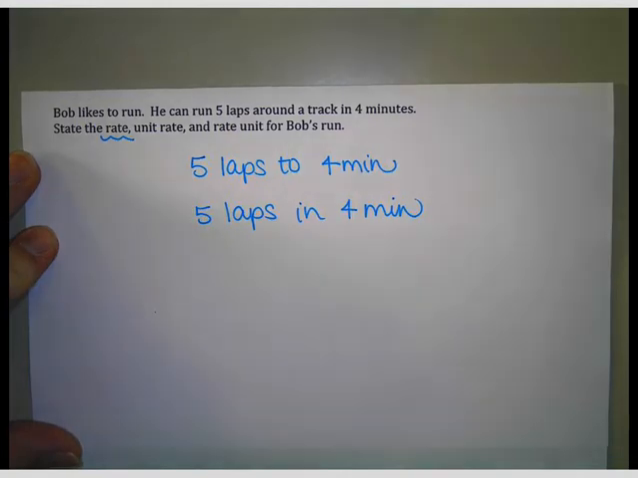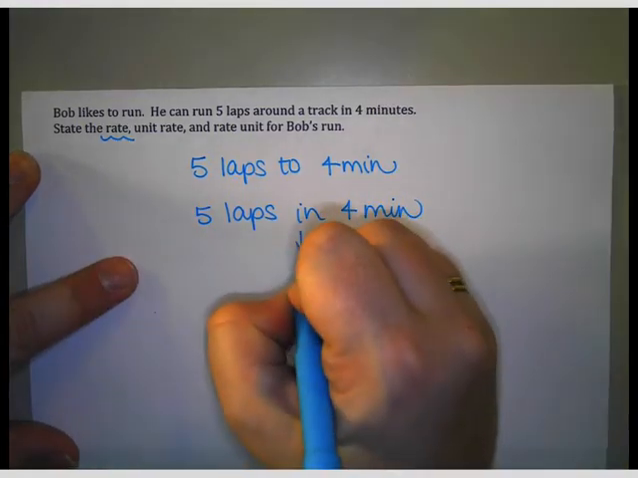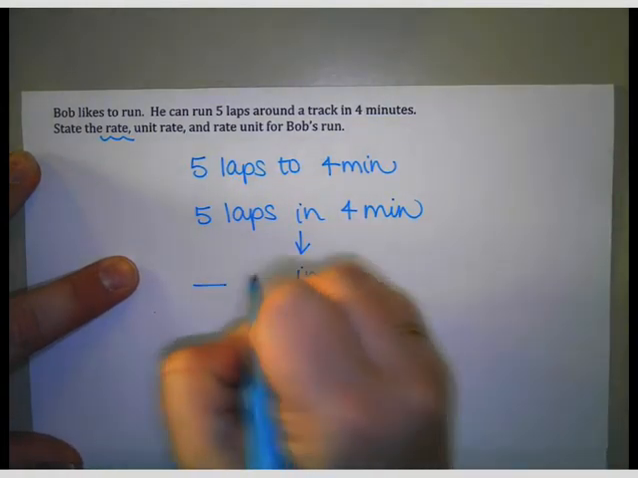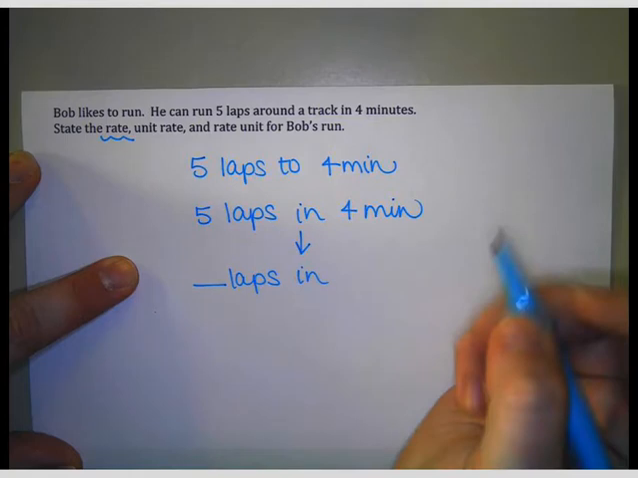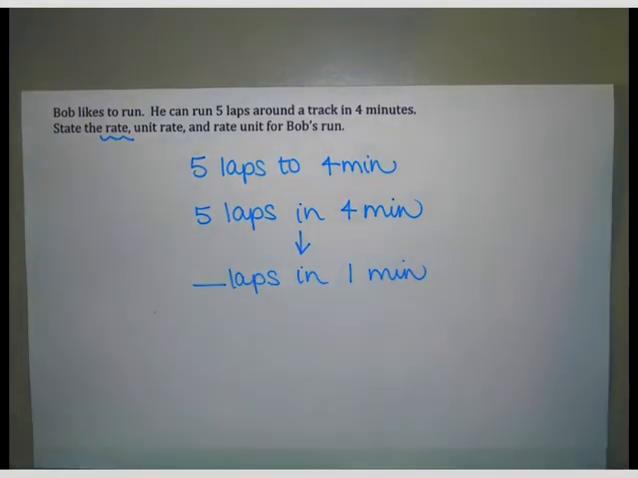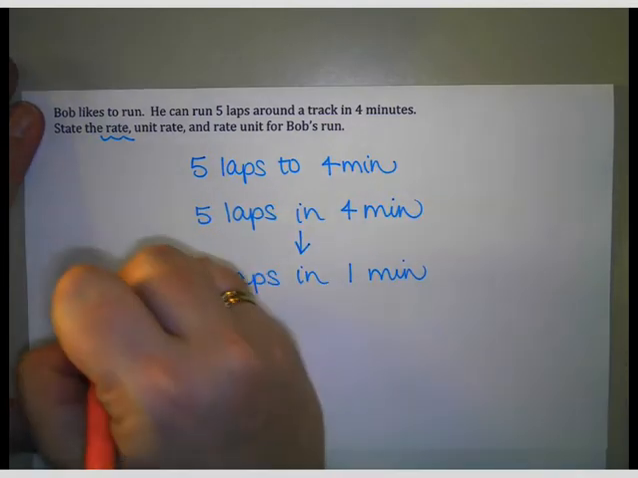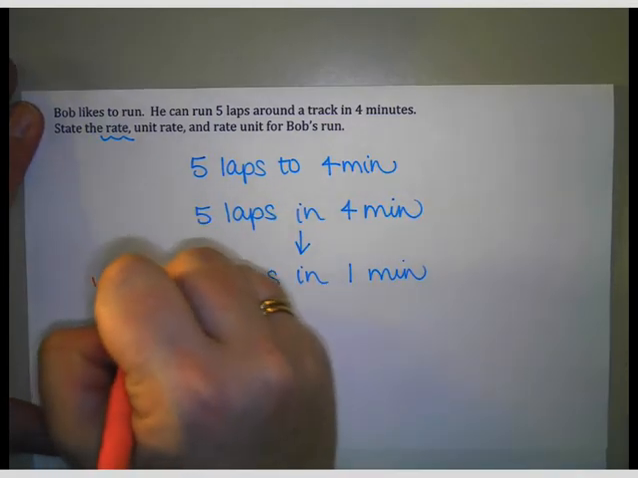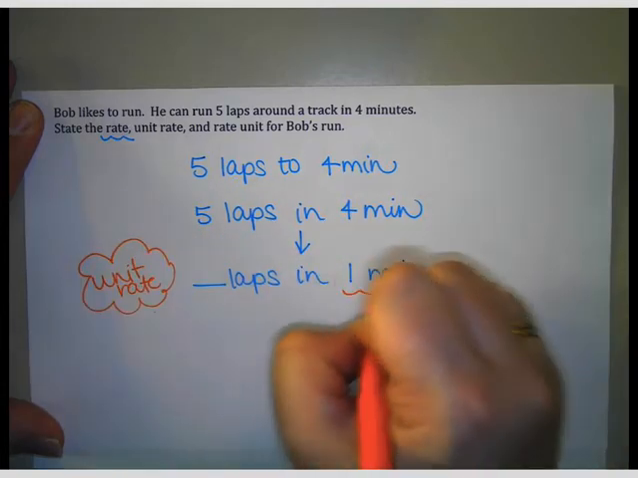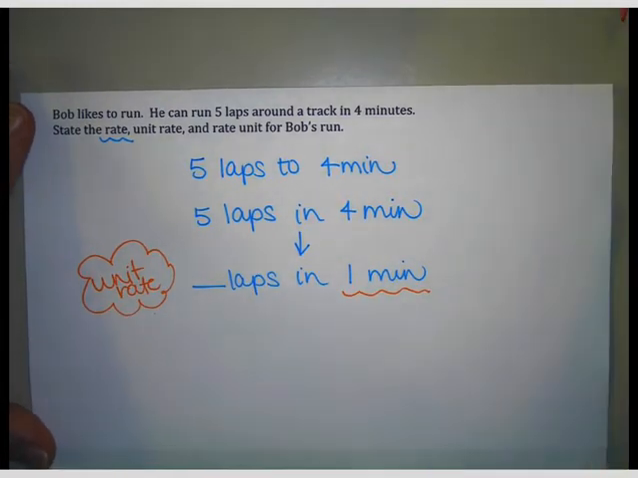But now to find unit rate, I need to turn this from 5 laps in 4 minutes to how many laps can he run in 1 minute. Because in order to find unit rate, it has to be per 1. Unit rates are always per 1.